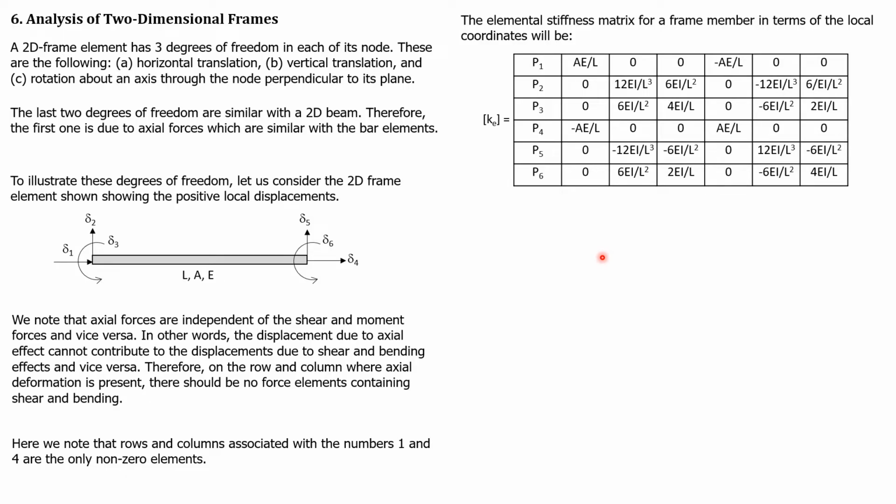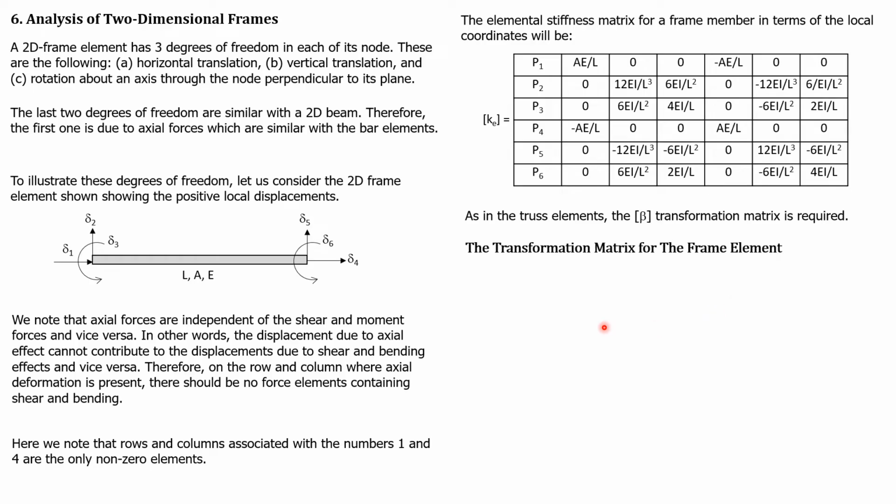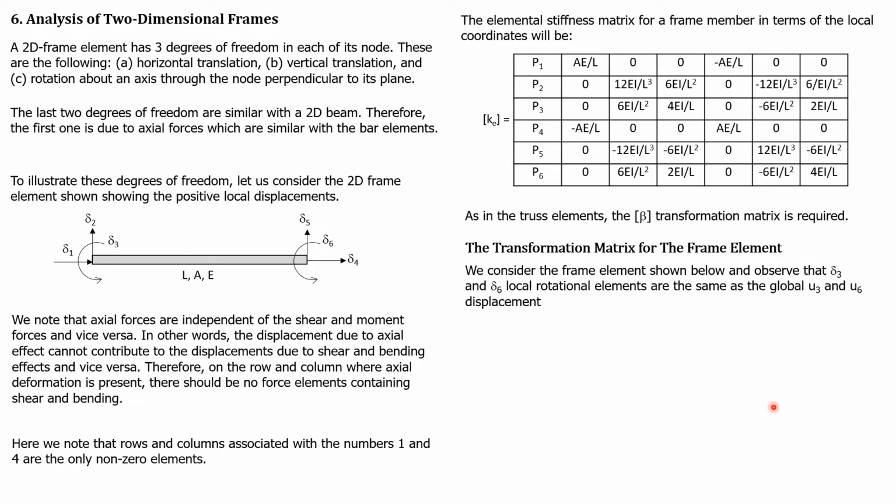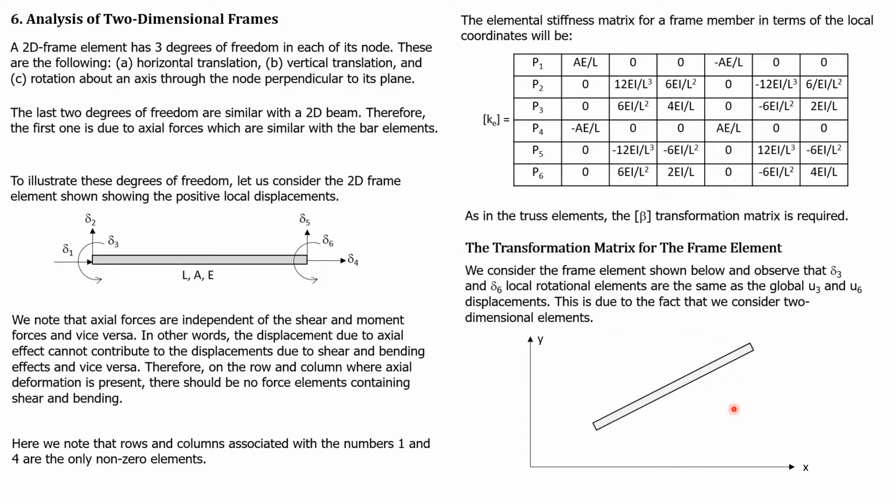Now we incorporate the rotation as in truss elements because some frames are inclined, not always horizontal or vertical. There are also inclined frames. So there's a need to have this beta transformation matrix. So the transformation matrix for the frame element is, let's consider the frame element shown and the local displacements so that we can relate them to the global displacements. Local displacements are the deltas and the global displacements are the u's.